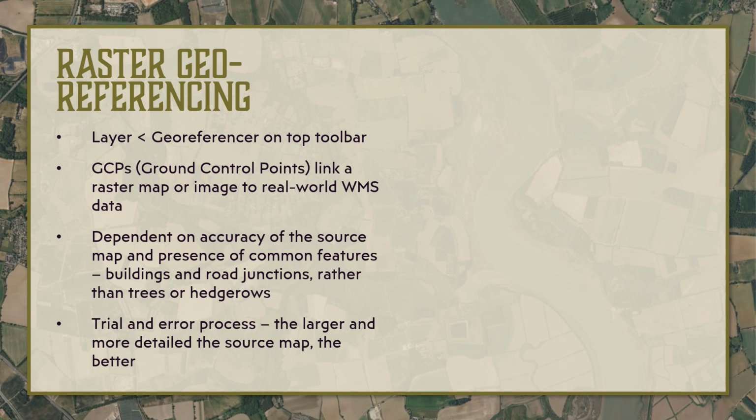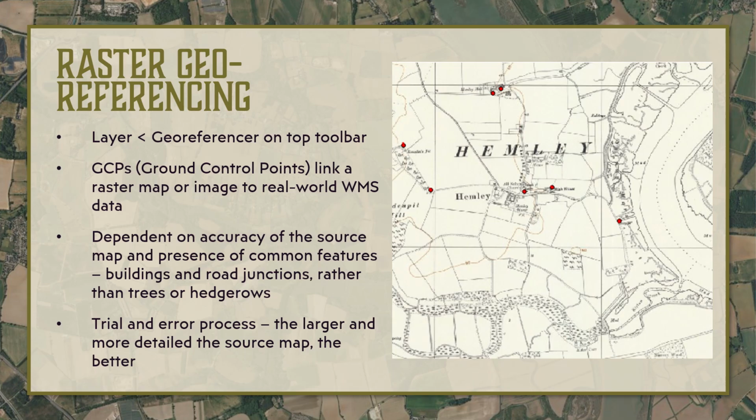It's obviously dependent on the accuracy of the source map and the presence of common features. So things that generally would have stayed the same between the modern day satellite imagery and the image you're hoping to georeference. Things like buildings, sometimes road junctions, but definitely not trees or hedgerows, which can change month on month. It's usually a trial and error process. The larger and more detailed the source map, and the larger the area that it covers, the better it usually is. So this is an OS map of Hemley, which I've tried to georeference, but it's slightly out, particularly because the salt marsh has fluctuated over the years, but it's more or less where things should be.